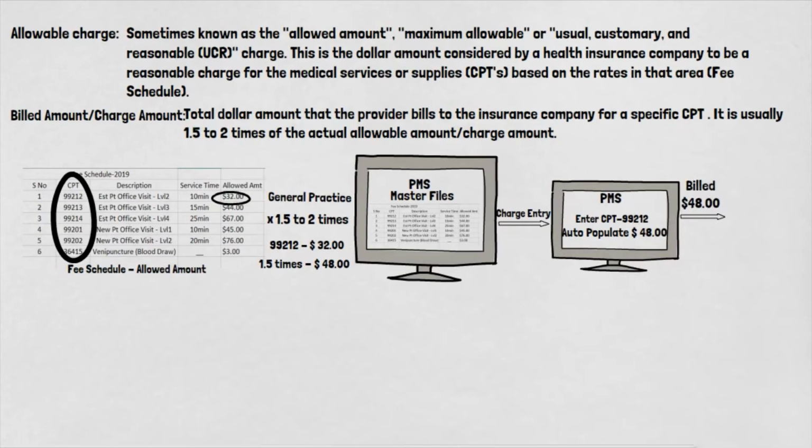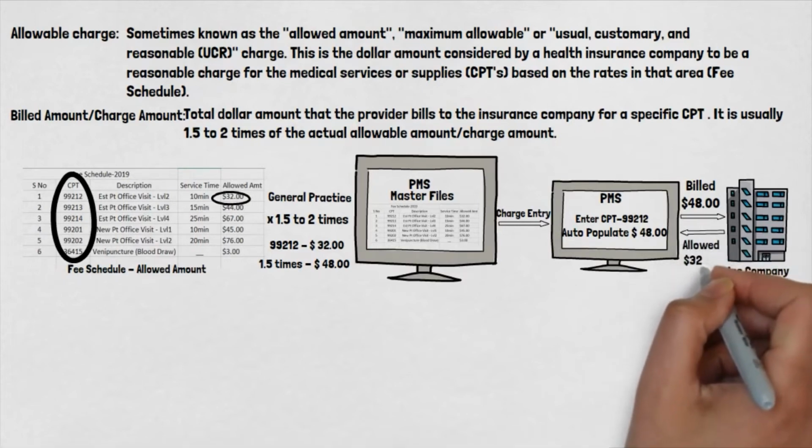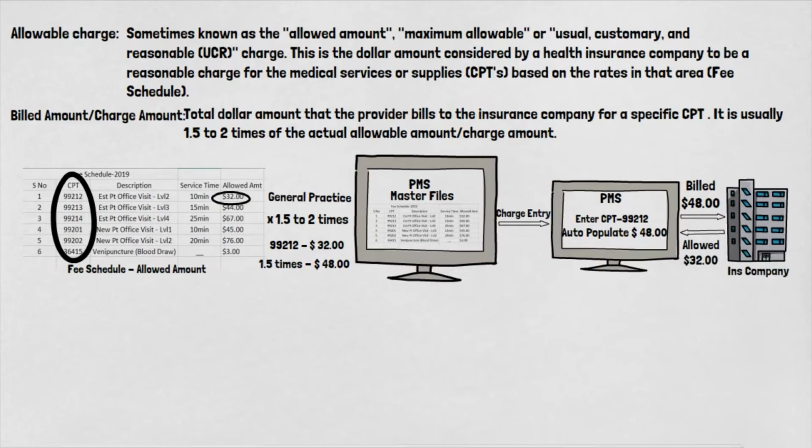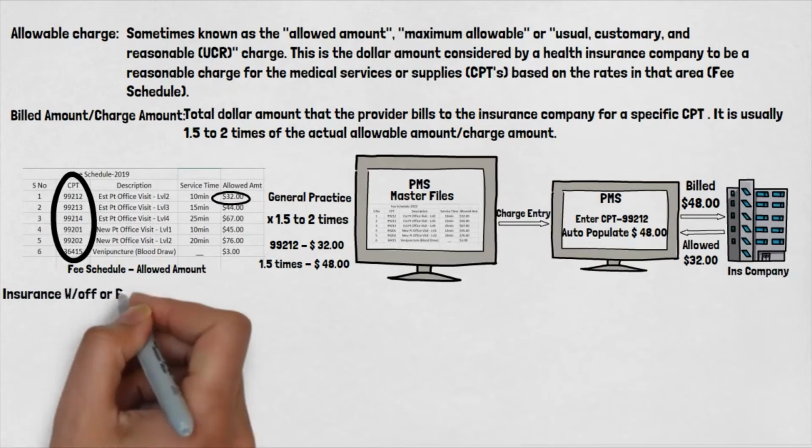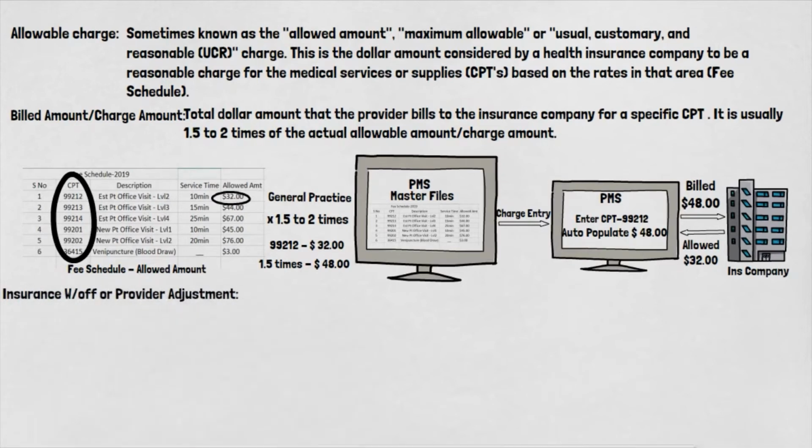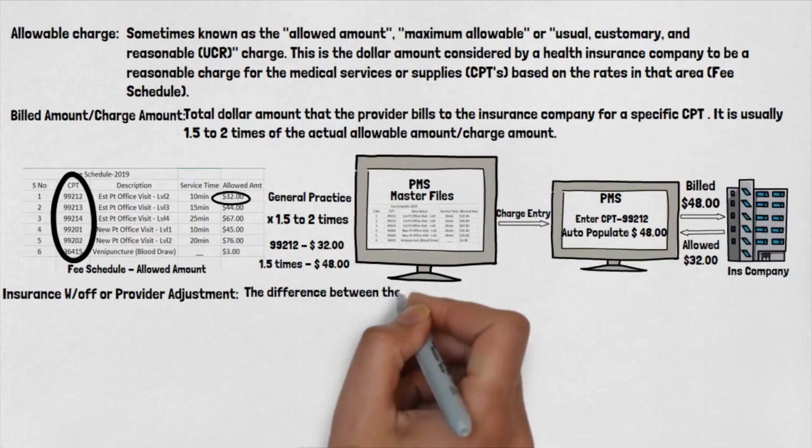Now, once the claim reaches the insurance company, claim payment will be done as per the fee schedule, which allows only $32 for CPT 99212. So always remember, no matter how much dollar amount the provider bills, the insurance company will pay the provider only the allowed amount as per the fee schedule, and all the excess amount must be adjusted by the provider.